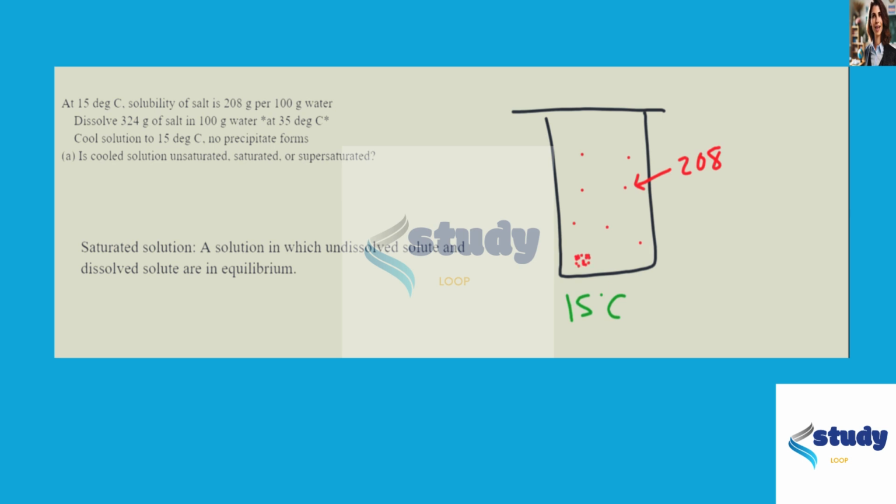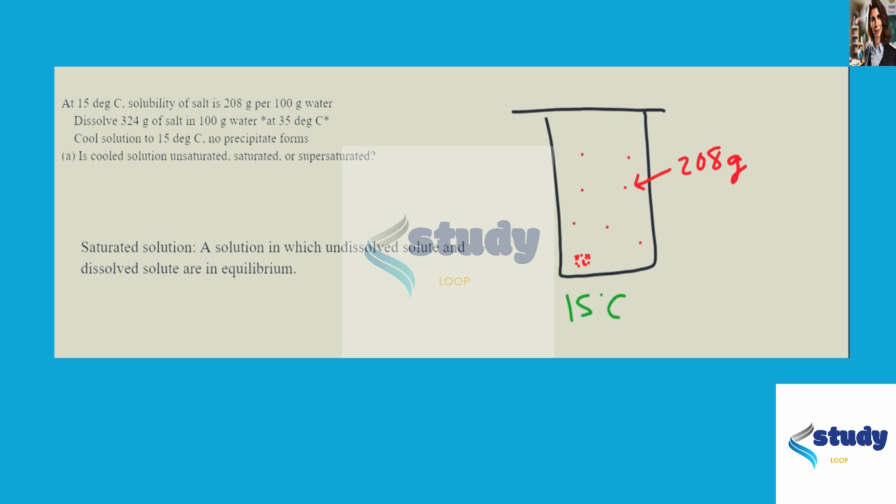Because it's saturated, the dissolved and the undissolved solute are at equilibrium. So if it's saturated, you can't have more than 208 grams in that 100 grams of water.